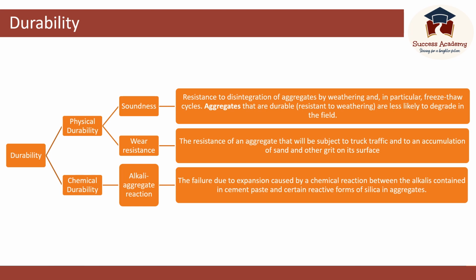Aggregates should be physically durable and also chemically durable. Under the physical durability, we consider the soundness and the wear resistance. Under the chemical durability, we look at the alkali aggregate reaction. The failure due to the expansion caused by the chemical reaction between the alkali contained in cement paste and certain reactive forms of silica in aggregate, we call that the alkali aggregate reaction.